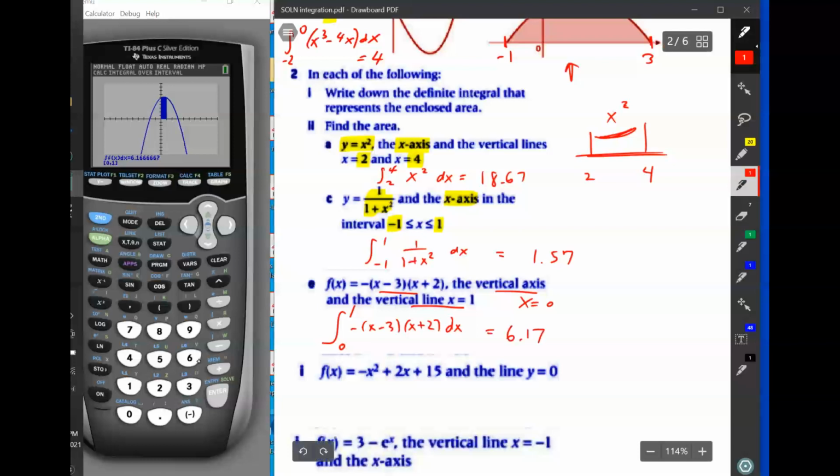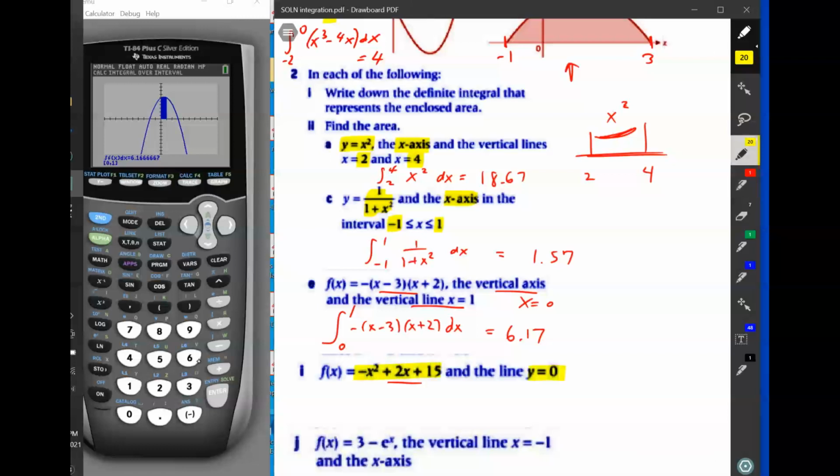Okay? All right, and the next one. The next one, we have the function, and then it tells us the line y equals 0. The line y equals 0 is another way of writing the x-axis. So basically what they're saying is between the function and the x-axis.